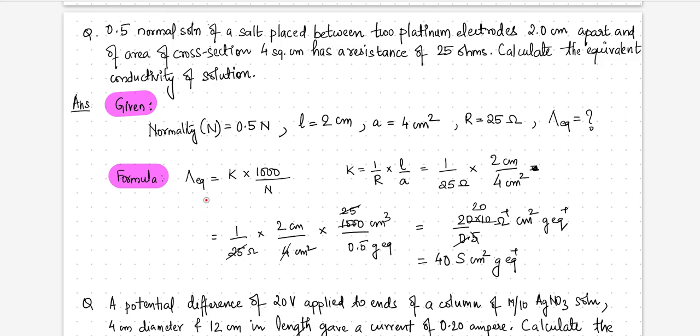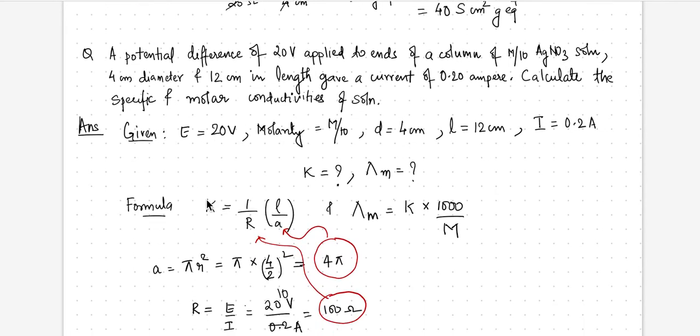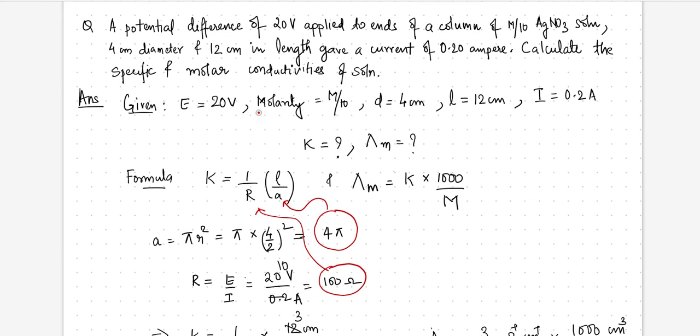Okay, now let us look at one more example and then we will wind that up. So in this expression you can see the potential difference of 20 volt applied to the ends of the column. That means E is given to be 20 volt, applied to the ends of a column of M by 10. So that means molarity is given to be M by 10.